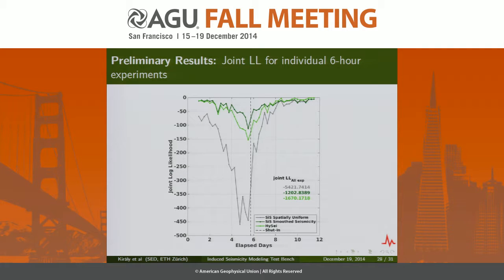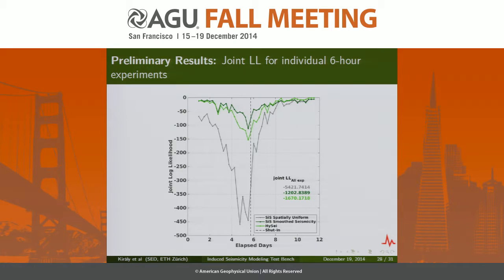Going to the spatial distribution, here you can see the joint log likelihood on the y-axis in terms of elapsed days, and we consider each 6-hour experiment individually. On this axis, the closer we are to zero, the better we are. Here you can see the spatially uniform model in gray, light green denotes the high psi model, and the dark one is the smooth seismicity model. So first, you can see that both models are better than the spatially uniform model in most cases.